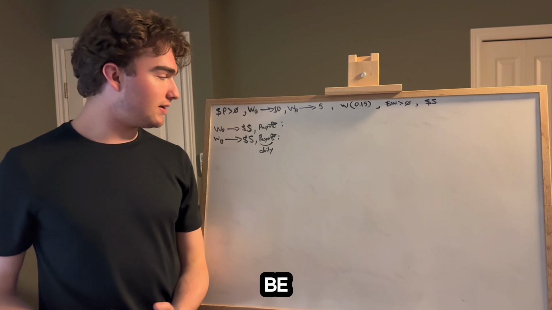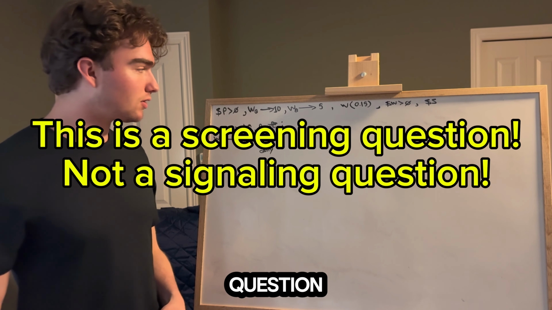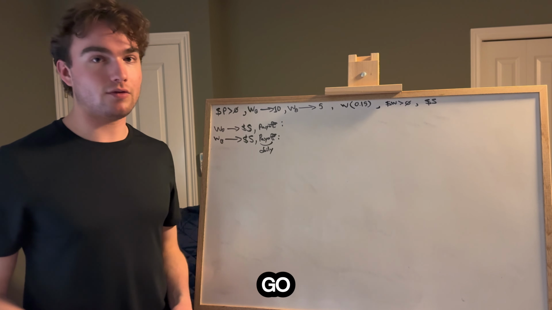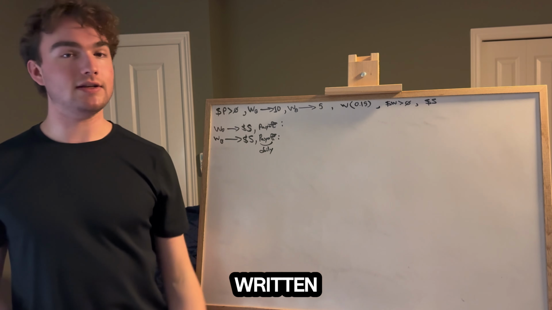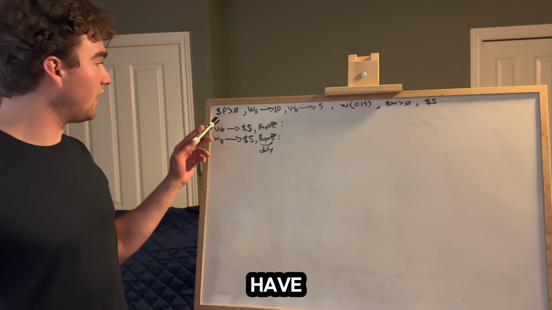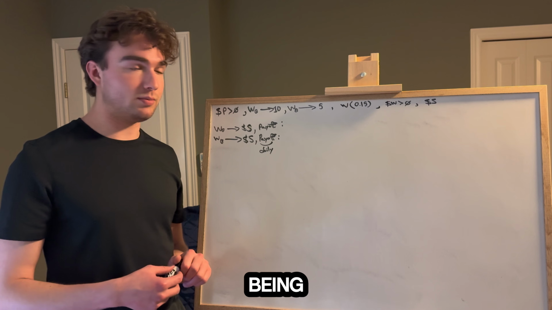Okay, so we're going to be solving this signaling question. This is microeconomics. And we're going to go over the story, and then we're going to go over the story I have written down here. In this case, we have P, which is the price of food being served.